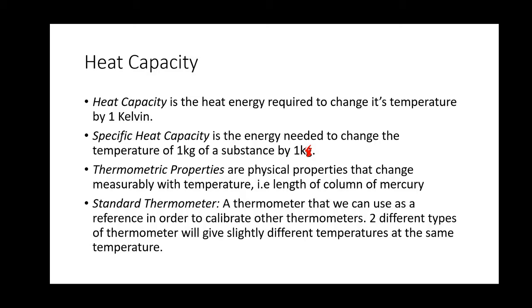So then thermometric properties is another definition you need to know. They're physical properties that change measurably with temperature. So when the temperature goes up, the length of the column of mercury in the thermometer gets longer. When the temperature goes down, the length decreases. So a standard thermometer is the one we calibrate all our other thermometers off.